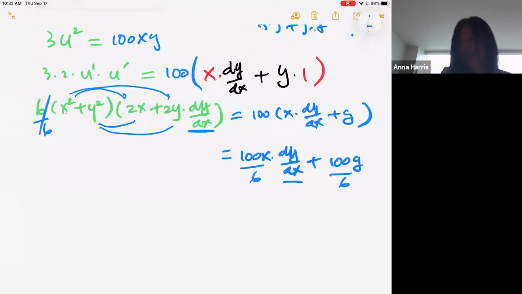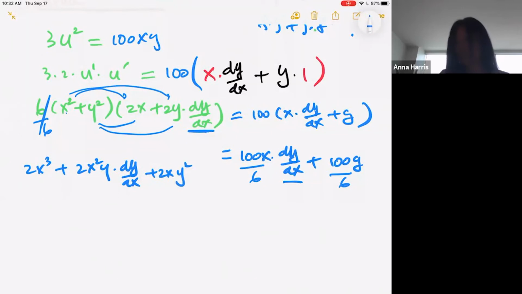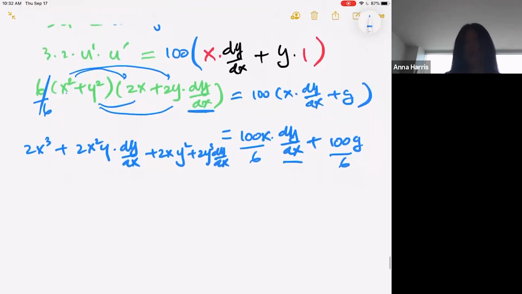Then I have x squared times 2x, which gives me 2x to the third. X squared times 2y dy dx gives me 2x squared y dy dx. Next one, y squared times 2x gives me 2x y squared. Y squared times 2y dy dx gives me 2y to the third dy dx. Okay, we're almost done. This is just the algebra part.